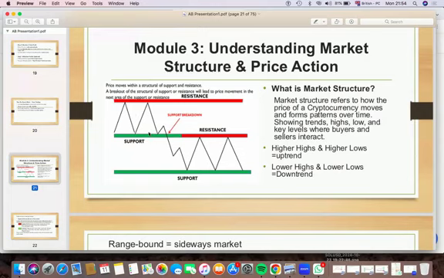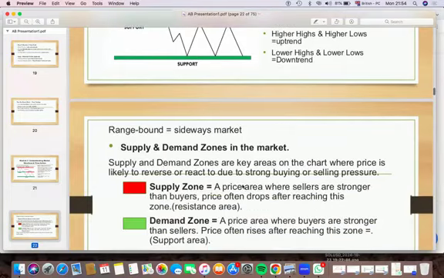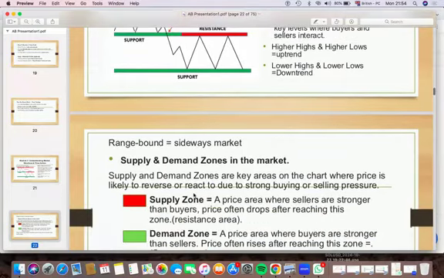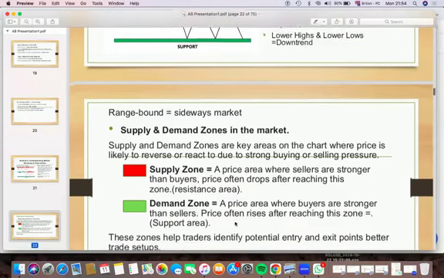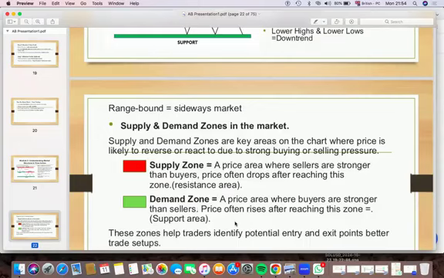So here we can call this our supply zone, where sellers are willing to sell at a higher rate because they know buyers wouldn't pay more than that. That's what we call our supply zone. And what you refer to as your demand zone is a price area where buyers are stronger than sellers. The price often rises after reaching this zone, which is our support area.